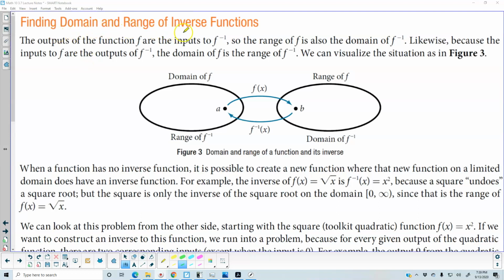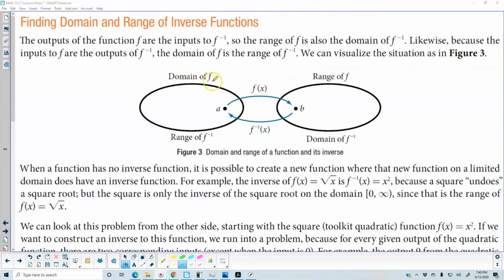Finding domain and range of inverse functions. The outputs of the function f are the inputs to f inverse. So the range of f is also the domain of f inverse. Likewise, because the inputs to f are the outputs of f inverse, then the domain of f is the range of f inverse. And we can visualize the situation as in figure 3.